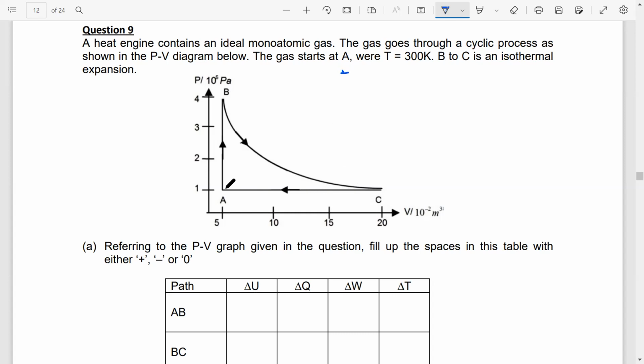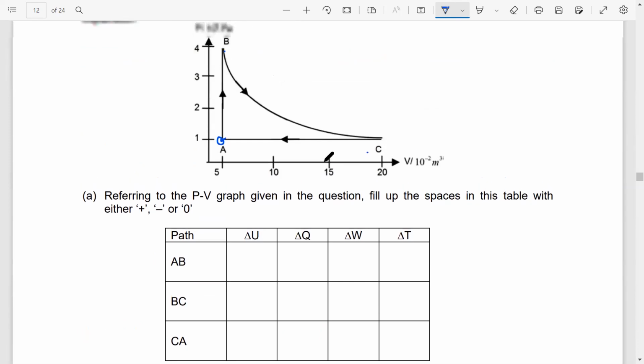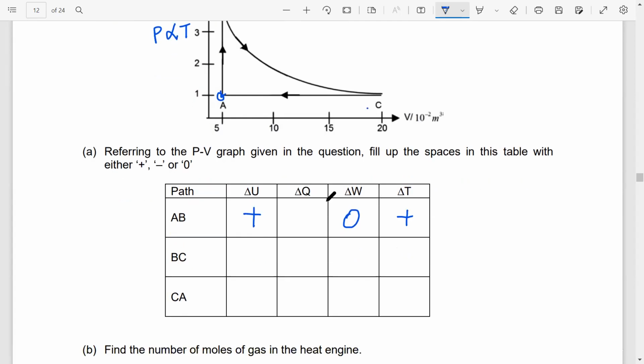At A, it's given to you as 300 kelvins. B to C is isothermal. So refer to this graph and fill up the spaces. For A to B, it's going to be isochoric, so delta W will be zero. Isochoric, constant volume, means pressure is proportional to temperature. There's an increase in pressure, so an increase in temperature. This and this are the same, so here it will be a plus. And because of the first law of thermodynamics, this equals this plus this, so here must be a plus. First line, done.